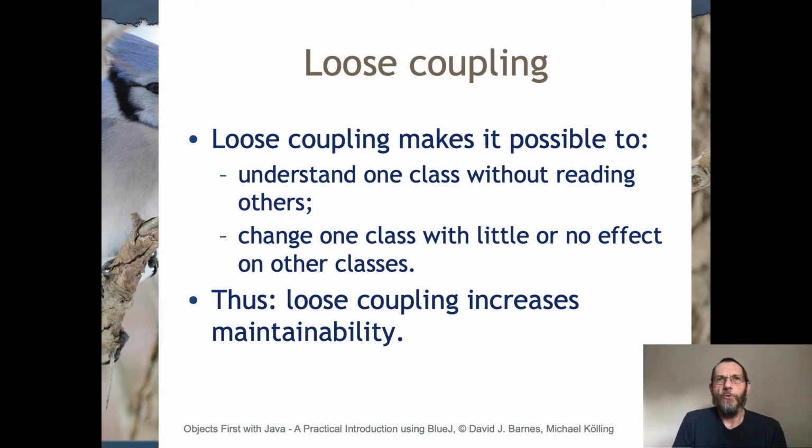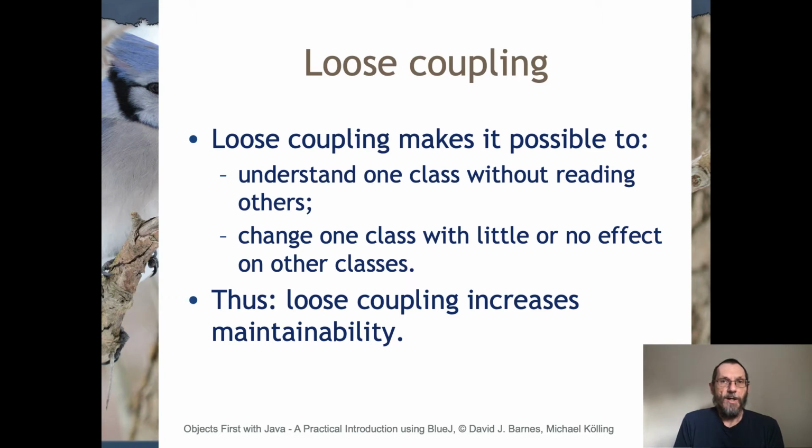Why do we aim for loose coupling? Well, loose coupling makes it much easier to understand one class without needing to make reference to another class. That's a reflection of the independence that arises from having loose coupling. A really important factor that loose coupling gives us is that we can make changes to one class with potentially relatively little or no impact on other classes that are dependent upon it. And we'll see an example of that as part of the refactoring that we're going to do within this video.